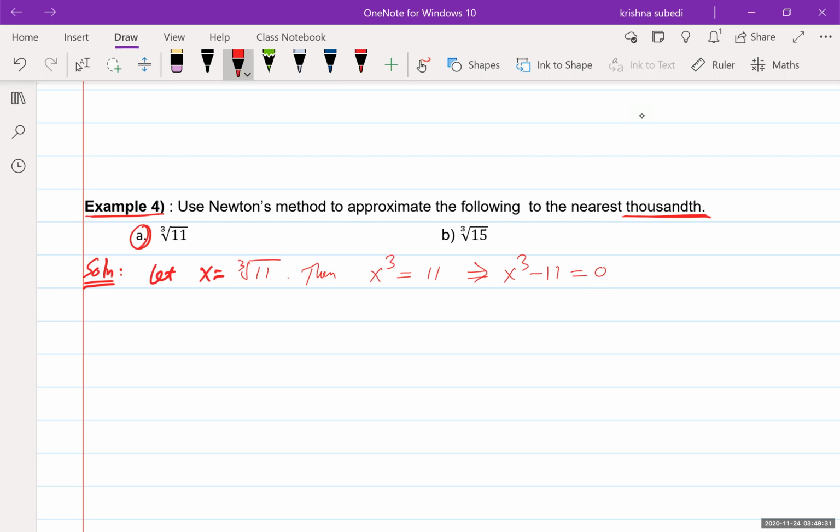It is just like what we did earlier. So let our function be x cubed minus 11. Now let us figure out the interval. We need to figure out the interval. How do we do that?